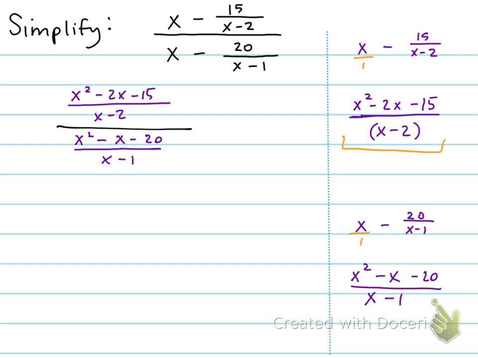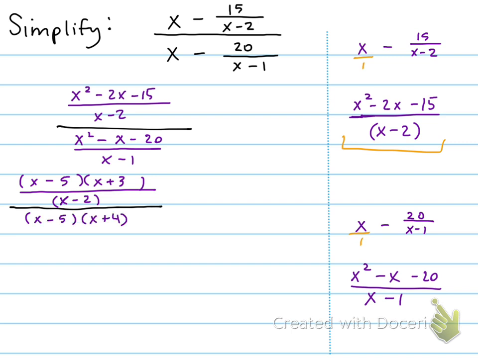So do you agree we would now have to factor the numerators of each fraction, on numerator and denominator? Okay, so let's factor the numerator. What multiplies to negative 15 that adds to negative 2? Well, that's going to be x minus 5 and x plus 3. Now I'm dividing that by x minus 2. And then that fraction's being divided by, well, let's factor the numerator of the denominator. What multiplies to negative 20 that adds to negative 1? That'd be x minus 5 times x plus 4, divided by x minus 1.